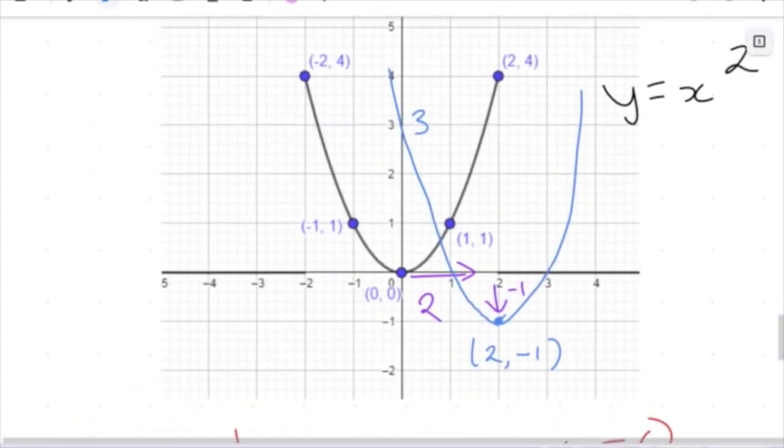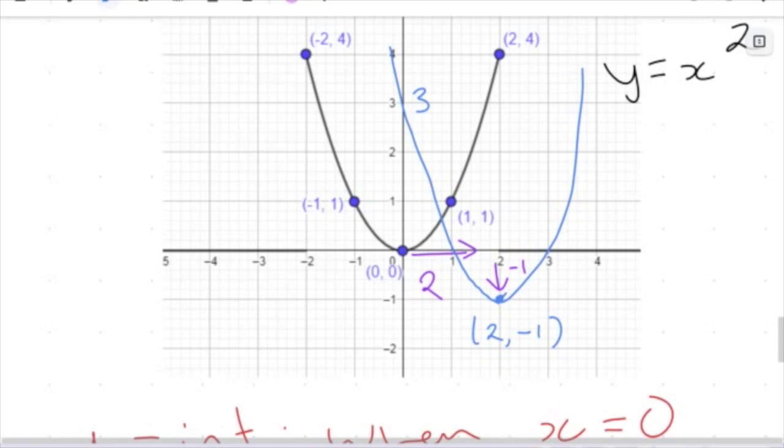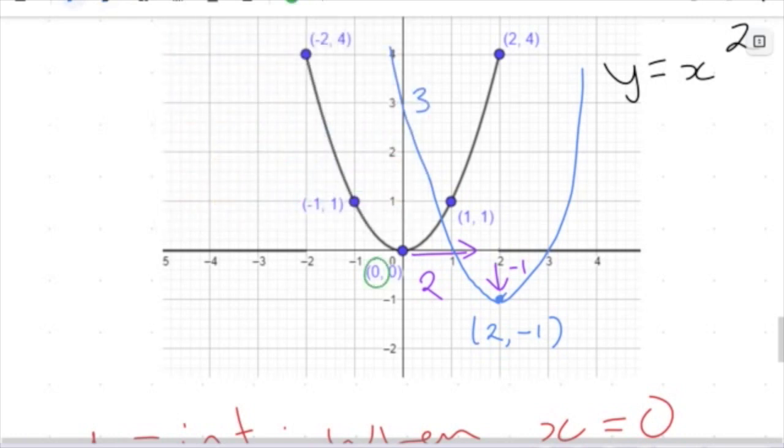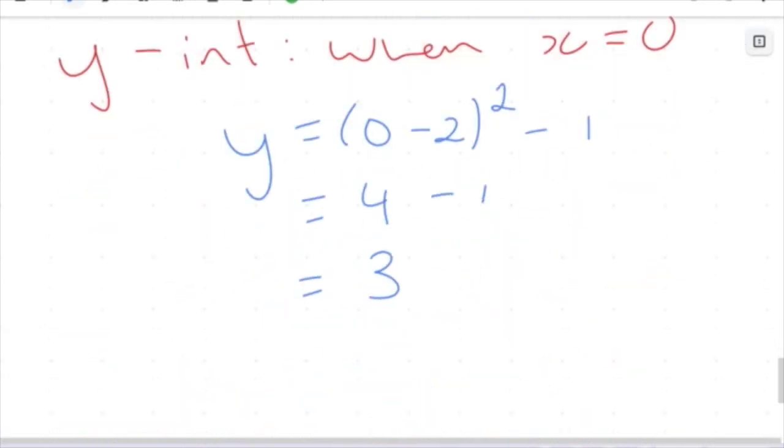We've gone 2 units to the right, so first we went 2 units to the right, so we went from 0 to 2, and then we went down 1. So my y coordinate changed. It went from 0 down to negative 1. So each of these points are shifting across as we do these types of transformations.